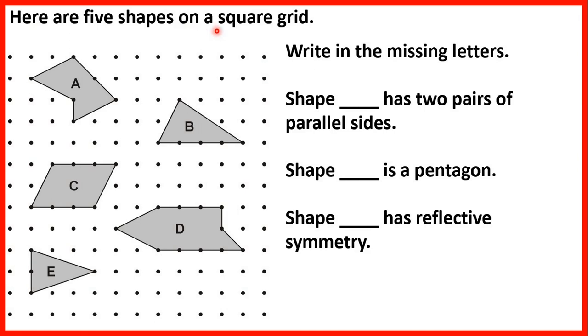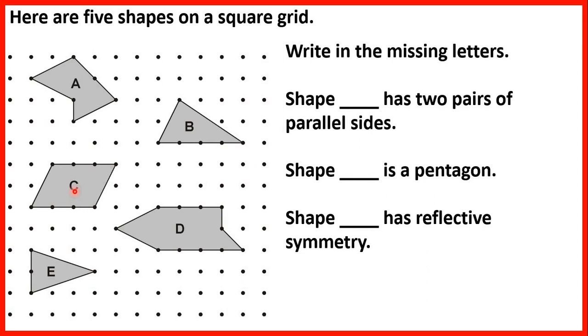Here are 5 shapes on a square grid. Write in the missing letters. So first, we need to find the shape that has 2 pairs of parallel sides. So remember, parallel lines are like train tracks. If we extended them, they would go on forever without ever crossing.